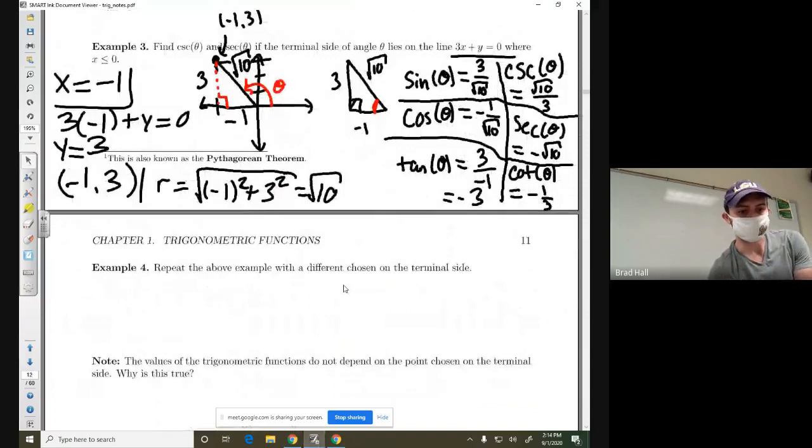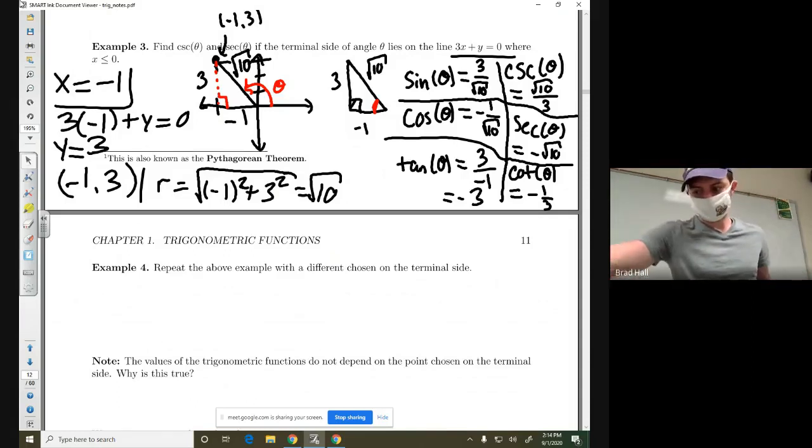So really, example 4 says repeat example 3, but pick a different point. Because remember, the whole problem started off with picking some arbitrary point. And that whole process snowballed from when we picked x is equal to -1. So what happens if we pick another x value, just randomly? Do we get a different set of answers for our trig functions? Let's find out.